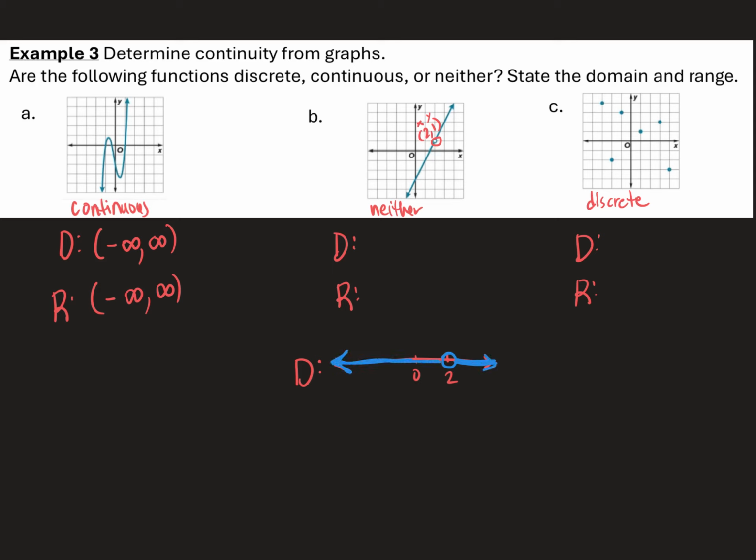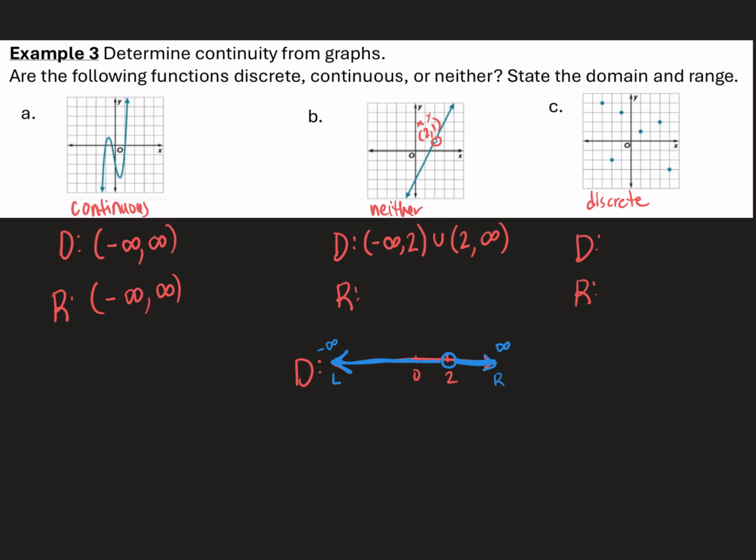So how do I read that on a number line? From left to right, that would be negative infinity to 2, and then 2 to infinity, and you write that with a union symbol. So my domain is from negative infinity to 2, and 2 is excluded, so you put a parenthesis. Then union 2, still excluded, to positive infinity. That's how you write the domain when you have a hole in the graph.